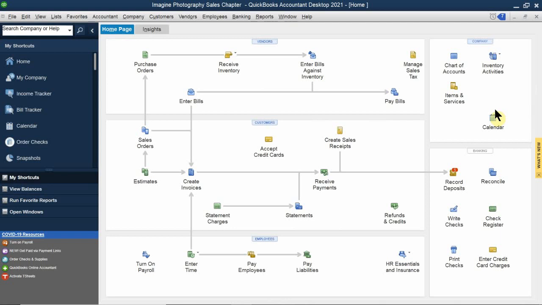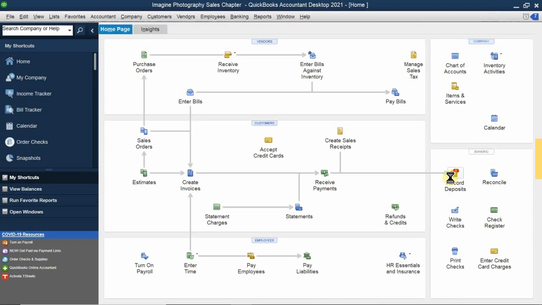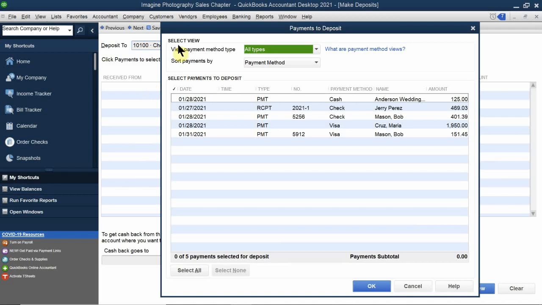Now notice that my record deposits is now up to 5 things, and that's the next thing that we're going to take a look at. So if I go ahead and click record deposits, now it's the end of the day. I'm ready to record my deposits. You're going to get 2 windows. This one is your record deposits, and this one is where you're going to be selecting all the stuff that you need to record.